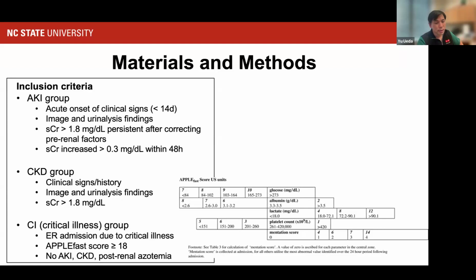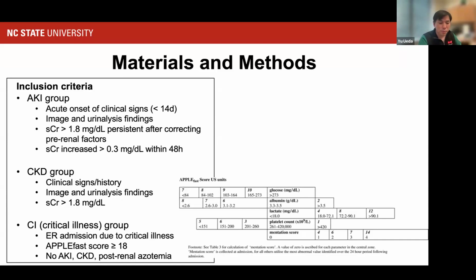The dogs in the CKD group had clinical signs and history consistent with CKD, and also the images and urinalysis findings were consistent with CKD. All these patients in this group also had azotemia, with a serum creatinine more than 1.8 milligram per deciliter.